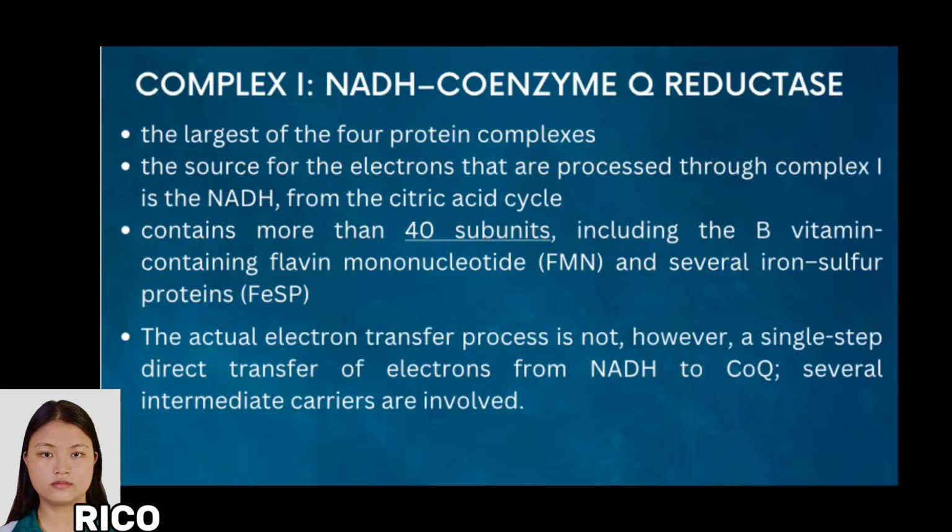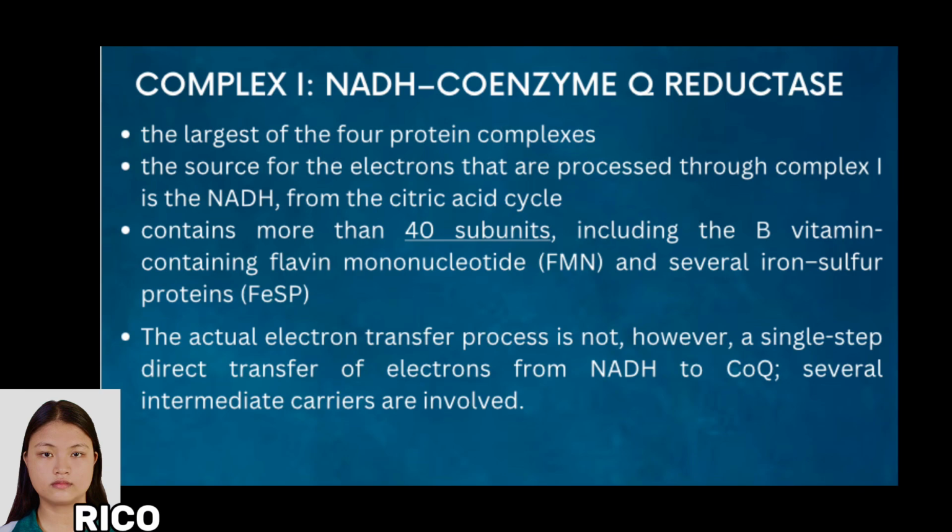Now let's dive into complex 1, also known as NADH dehydrogenase. This is the largest protein complex in the ETC and is the starting point for electron transfer. Its main function is to oxidize NADH, which carries high-energy electrons from earlier stages of respiration, such as glycolysis and the citric acid cycle.